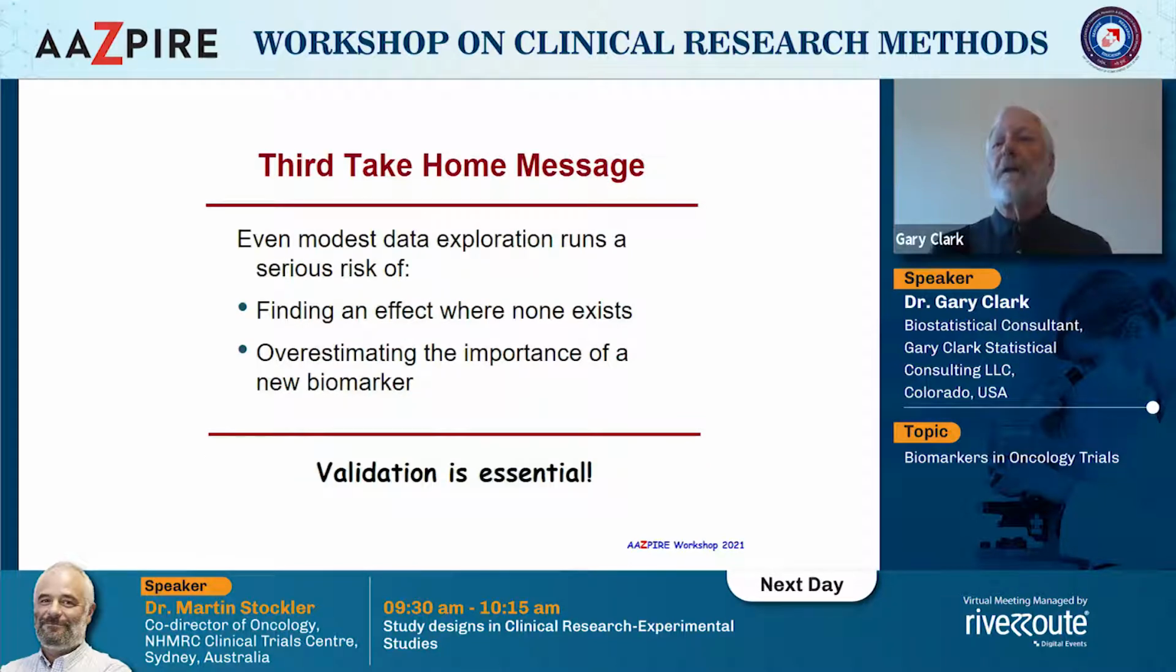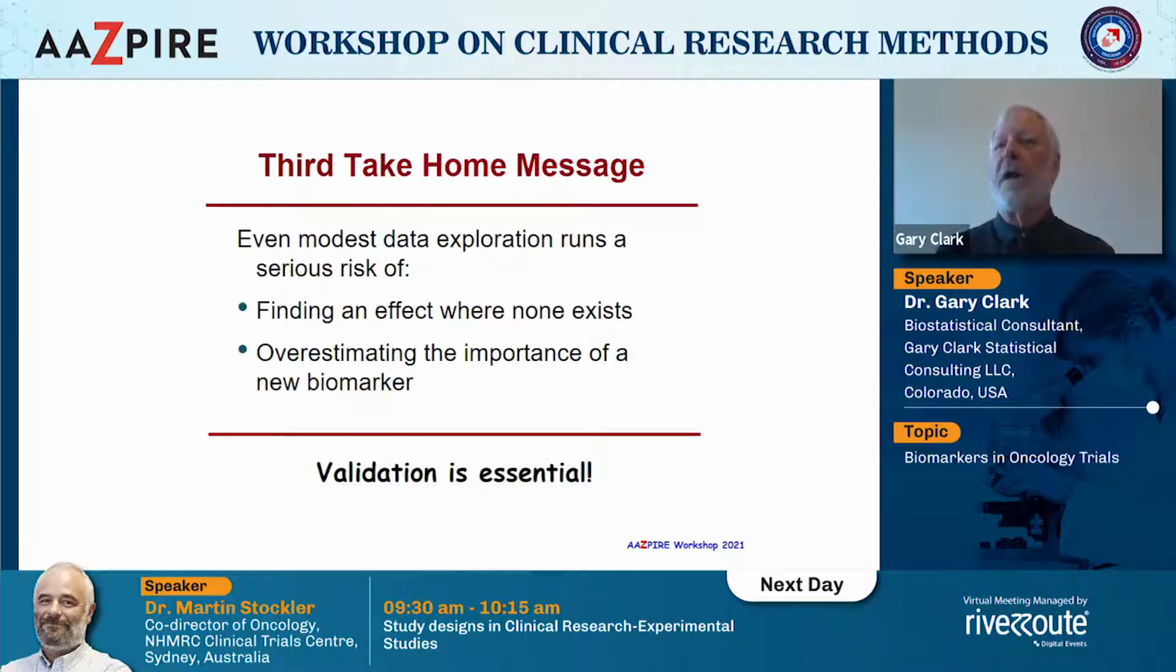So my third take-home message is that even modest data exploration runs a serious risk of finding an effect, or in this case, finding a biomarker, a cut point for a biomarker where none exists. And I didn't show you the other results that she produced, but she also did the same study where there really was a relationship between the biomarker and the clinical outcome. And what she discovered is that you overestimate the importance of a new biomarker if you use this optimal multiple hypothesis testing approach to identify the cut point.